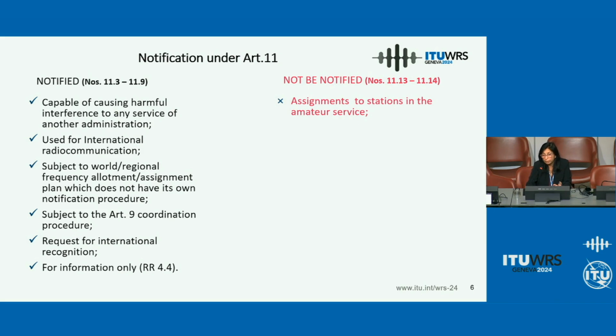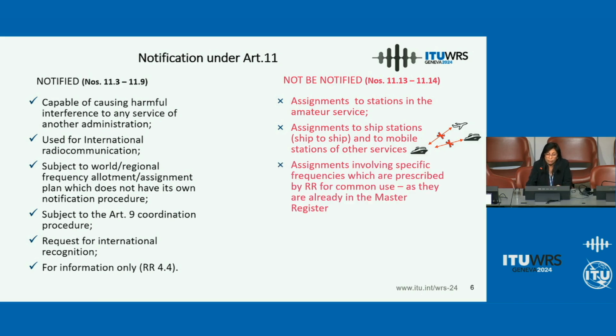And also, the frequencies that should not be notified are those that are assigned to amateur service, assignments to ship stations and to mobile stations of other services, for instance, ship to ship or ship to plane. If the frequency is specified in the radio regulations for common use, it's not necessary to notify because they're already registered in the master register. And also the broadcasting stations which fall within high frequency bands, there is a specific notification procedure which is called Article 12. So these ones should not be notified.